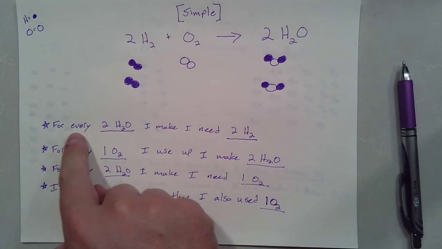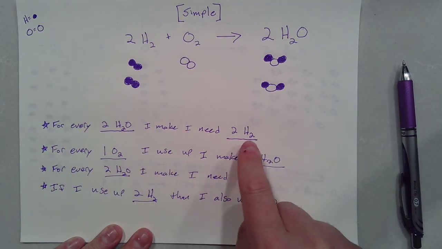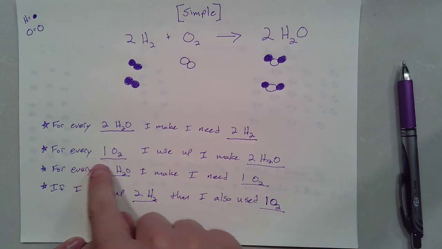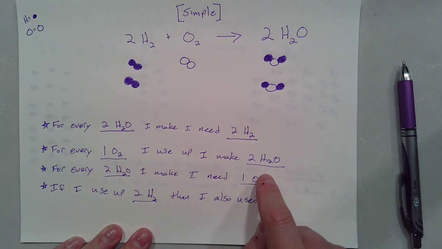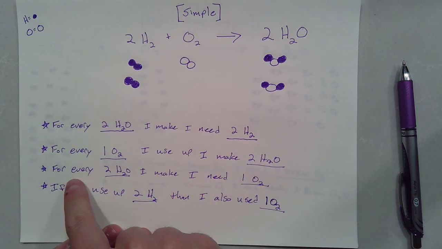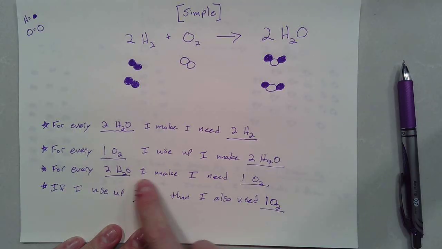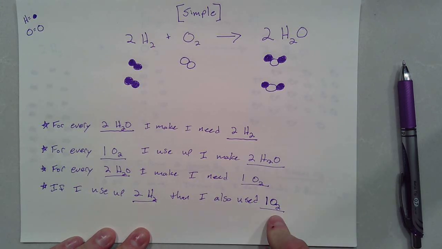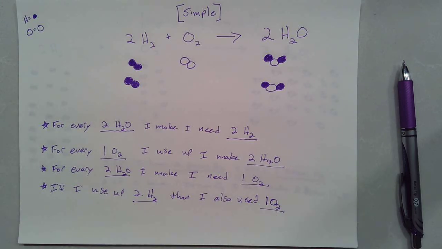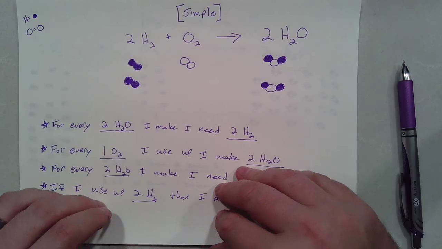So we can look at this. For every 2 waters, I needed 2 hydrogen. For every 1 oxygen, I needed 2 waters. For every 2 waters I made, I needed 1 oxygen. For every 2 hydrogens I used up, I also used up 1 oxygen. Everything relates to each other.